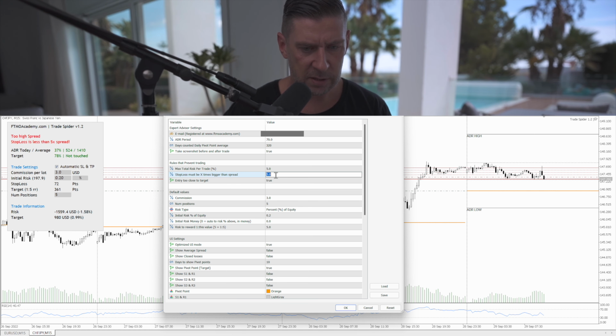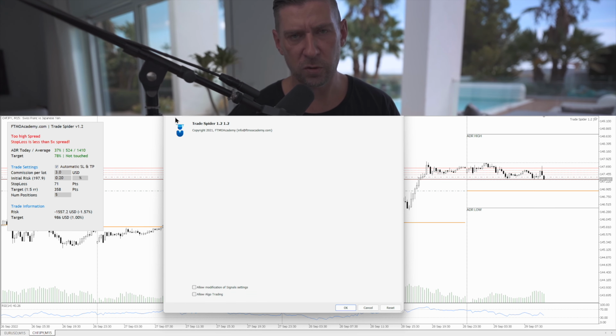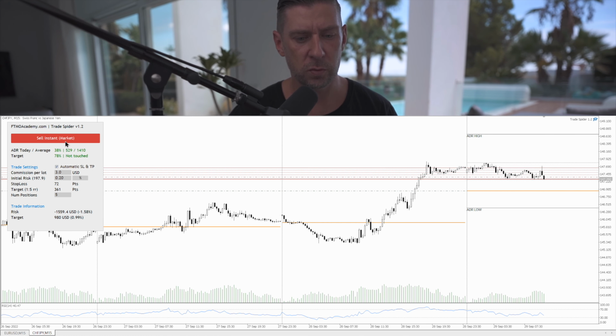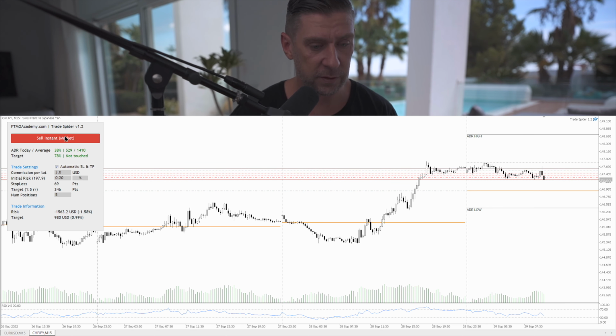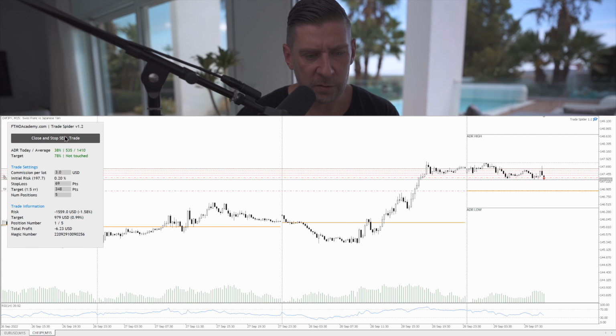Now I changed that to 3 times, and I forgot to allow algo trading. When you click that and save it in the template, it's automatically saved for each new chart you open. For some reason, it was unchecked for me. And now I enter sell. This is basically what I do.